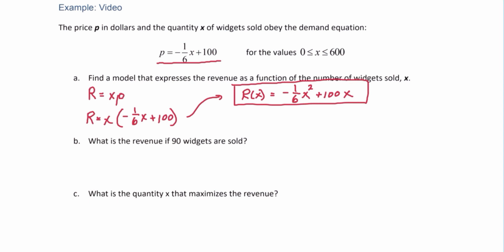Part B is asking, what is the revenue if 90 widgets are sold? Here we're going to simply plug in 90 to our function. So negative 1/6 times 90 squared plus 100 times 90. If we throw that into our calculators, we will get $7,650.